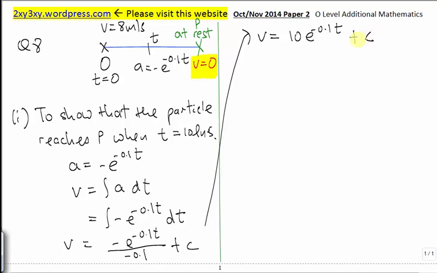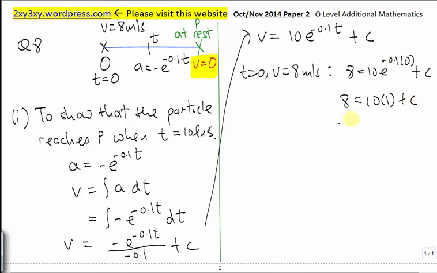Now we need to find out the value of c. We are told that at the fixed point, v equals 8 meters per second. At this fixed point, we know that t equals 0. That means when t equals 0, v equals 8 meters per second. So we substitute these two values into this expression to find c. Be careful, e to the power of 0 is 1. So c will be equal to negative 2.